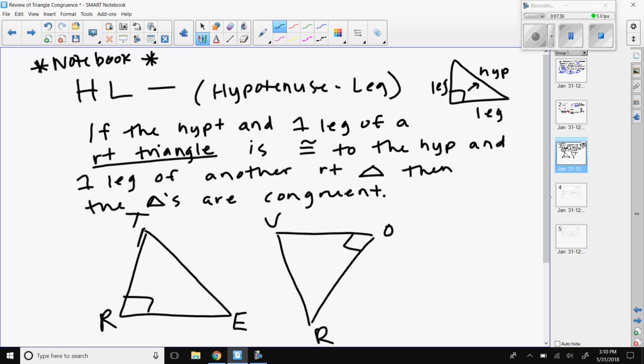B-O-R. Use your name here. So these two triangles here, we say these are congruent. Flip it. These two, I think. Here I've got two right triangles, and then I have the hypotenuse and the legs congruent. So I'd have triangle TRE congruent to triangle.